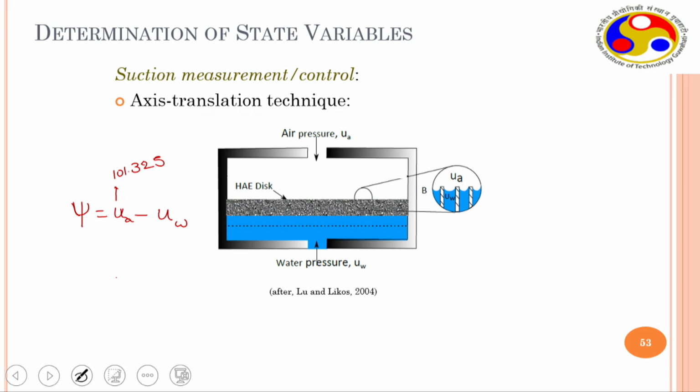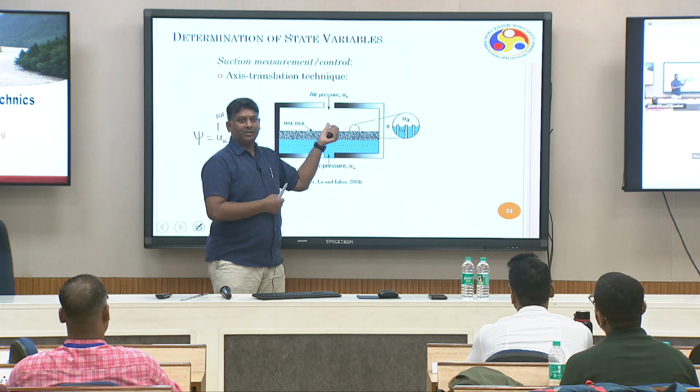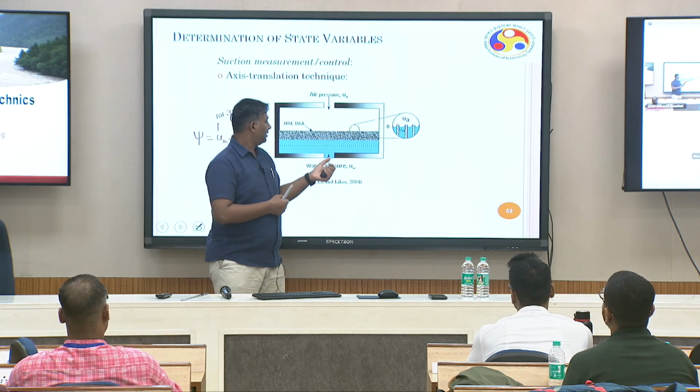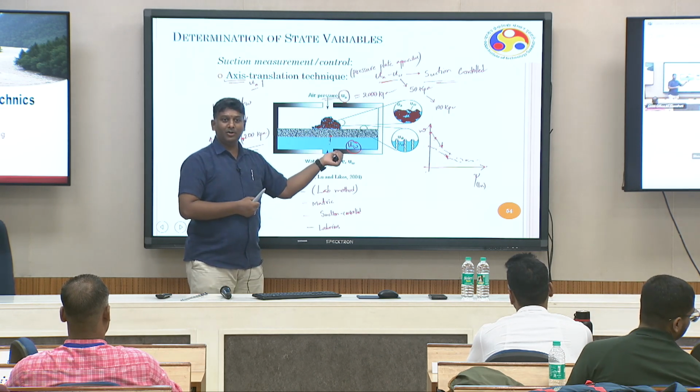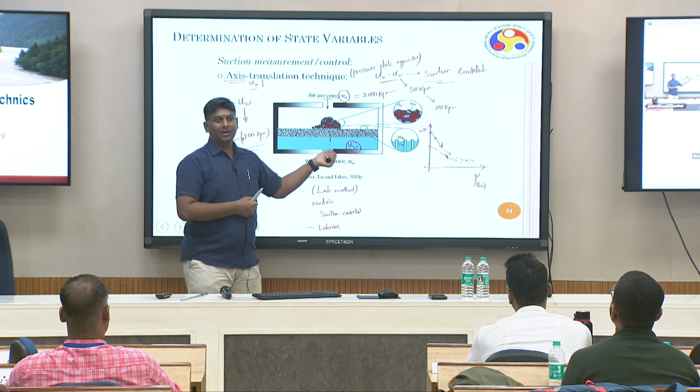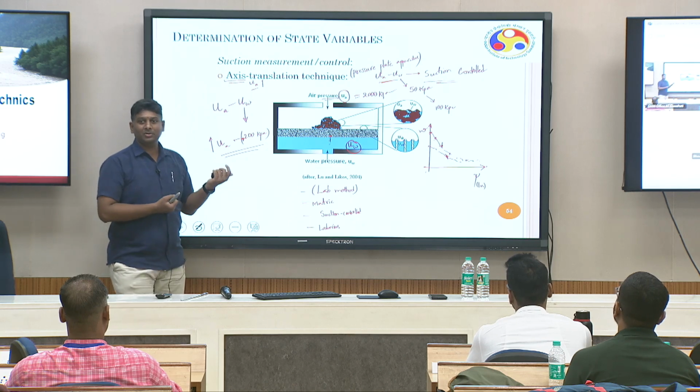That's the concept. Axis translation is, instead of controlling uw, you control ua. So they connect to a cylinder or something. We have cylinders at home, right? Just like that, they connect. They increase the air pressure here. So that's it. When you are increasing the air pressure here, and uw you can control or keep at 0, now you are changing ua minus uw.